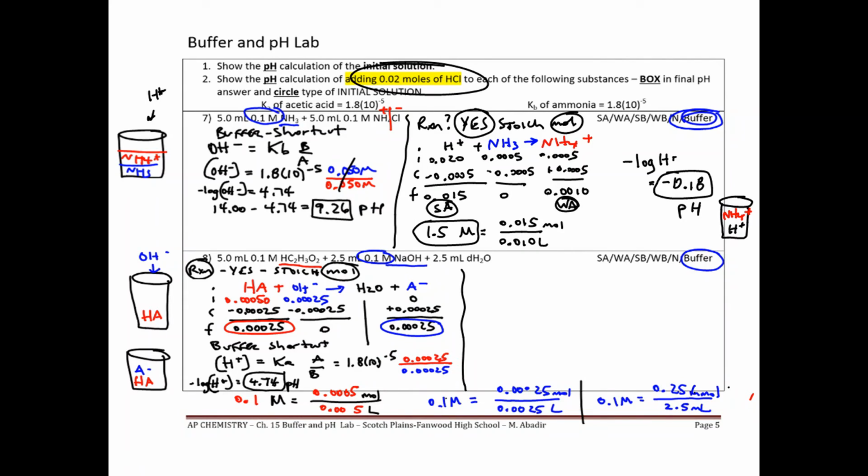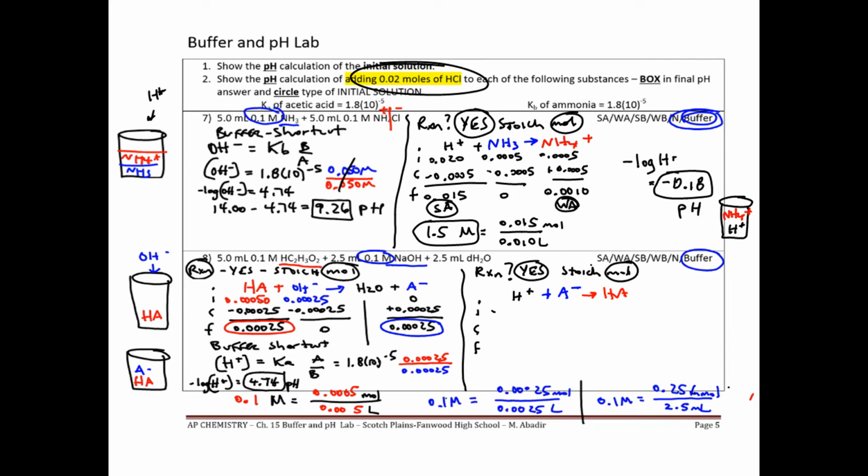So again, when you have a buffer and you throw in a strong acid, is there a reaction? The answer is going to be yes, stoichiometry in moles. So we're going to do stoichiometry in moles with this buffer. Again, the H plus is going to react with the base part of the buffer, which I'm just going to write as A minus, and it's going to form the conjugate acid, which is HA. You're going to do your ICF.